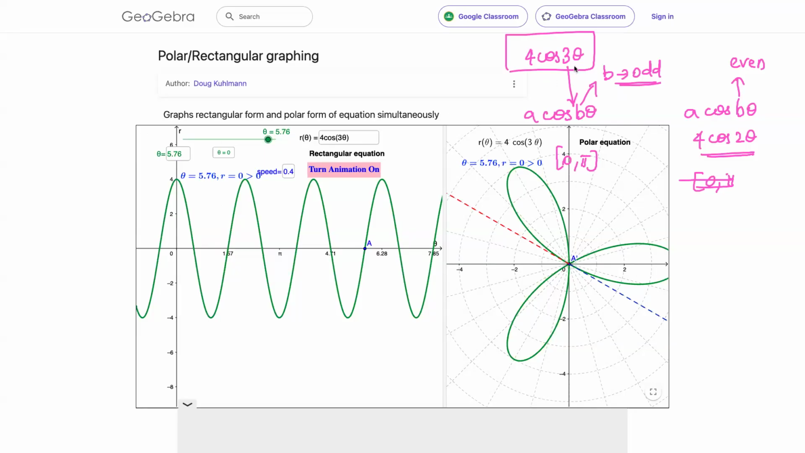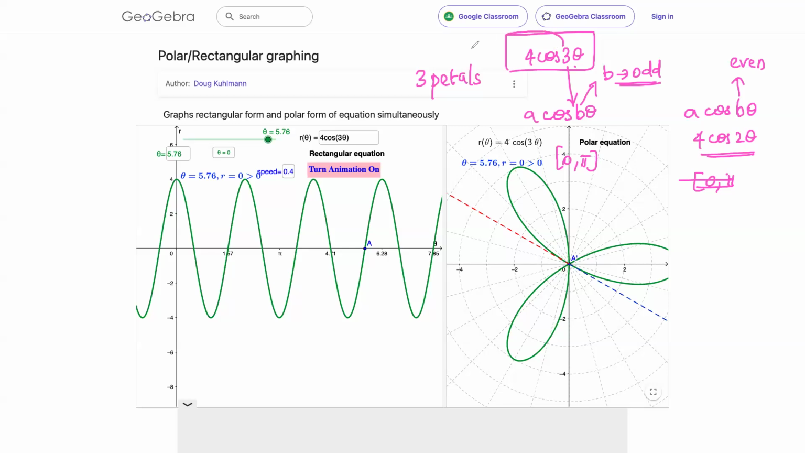Now here it's going to be 4 cos 3θ. It's going to be 3 petals. The number of petals is determined by this number in case of b being odd.